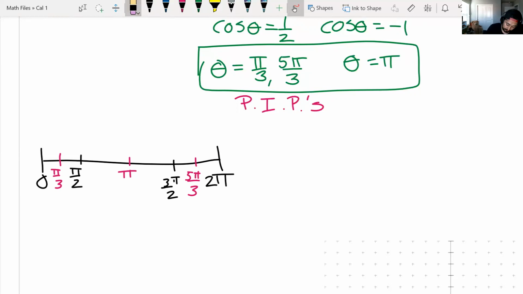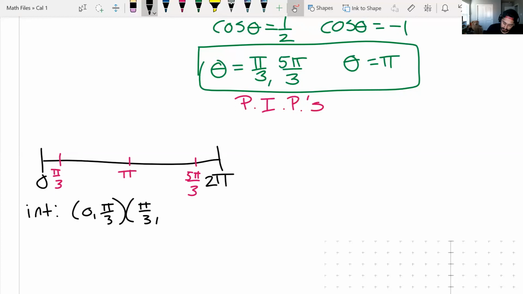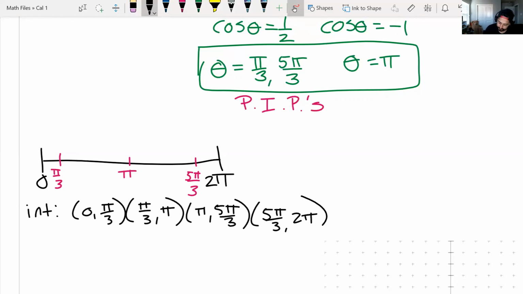Now I'll get rid of them. There you go. And now you see your intervals. 0 to pi over 3. Pi over 3 to pi. Pi to 5 pi over 3. And 5 pi over 3 to 2 pi. Pick your x values.